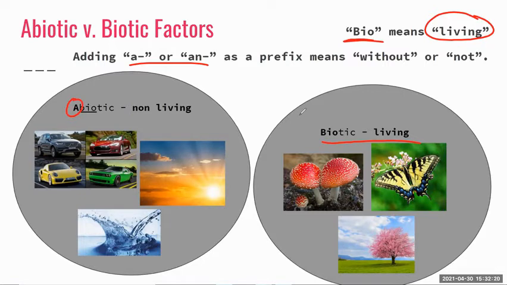When you add that A and make it abiotic, it makes it not living. So these are non-living parts of our environment. Like I said before, soil, temperature, air current, things like water and sunlight can be those as well.